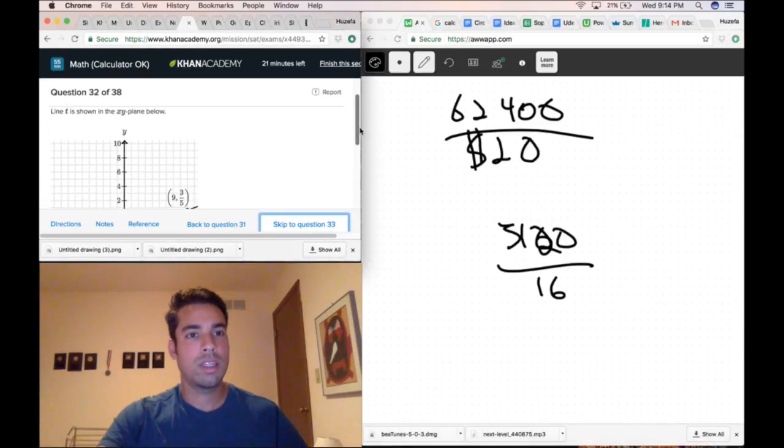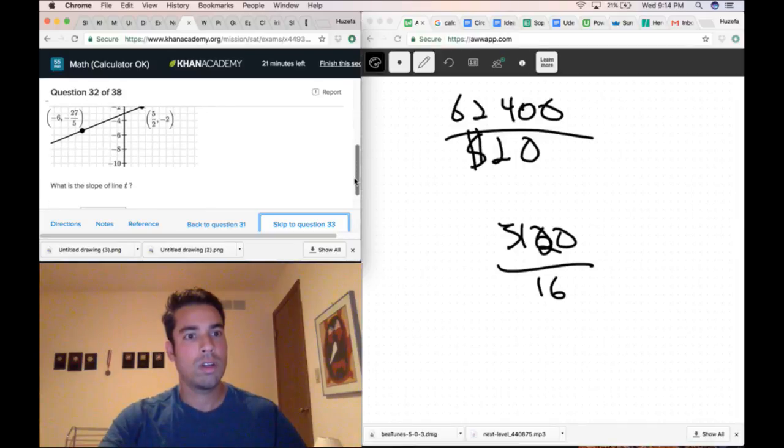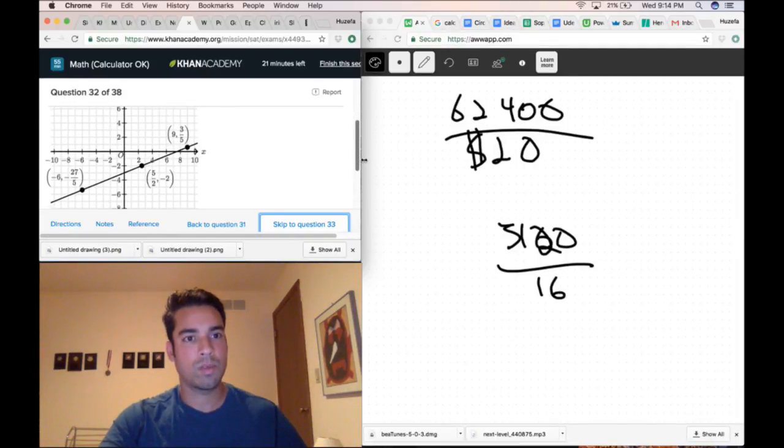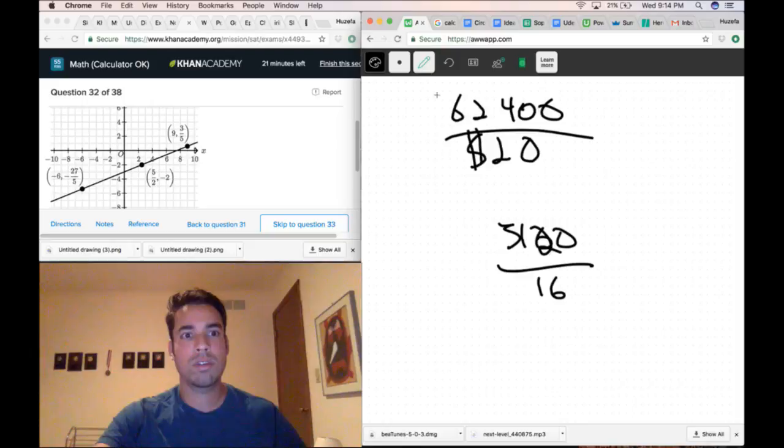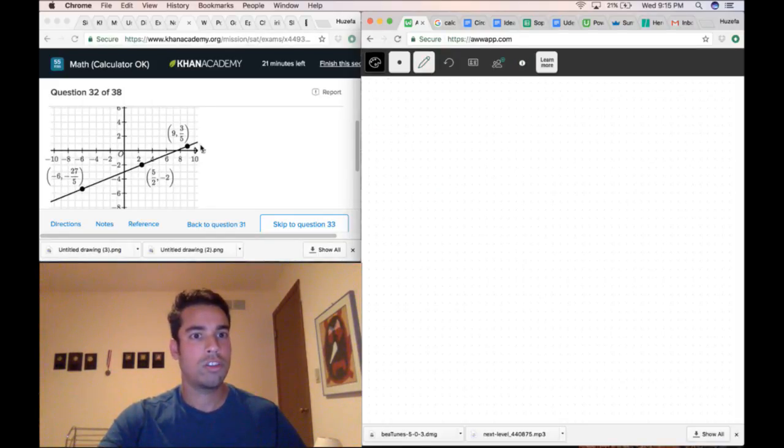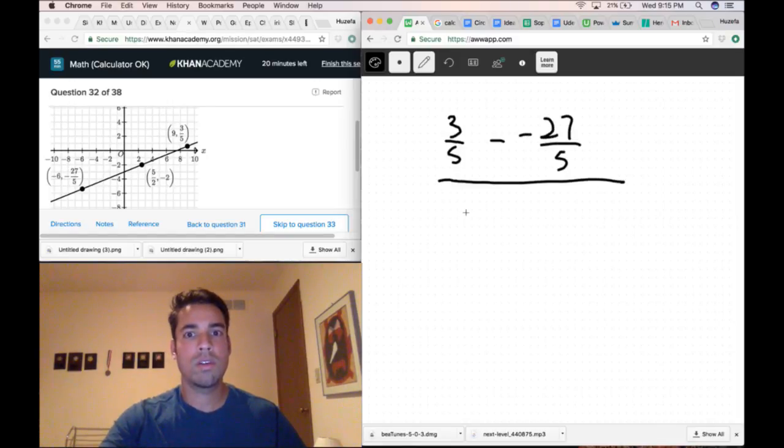Line T is shown in the XY plane below. What is the slope of line T? We're going to choose any 2 points and calculate slope. Slope is just the difference of the y over the difference of the x. So I'll choose these two, right? Because these fractions are easier to subtract and whole numbers and all that. So we'll do 3/5 minus negative 27/5 over 9 minus negative 6. See the difference in the y's over the difference of the x's.